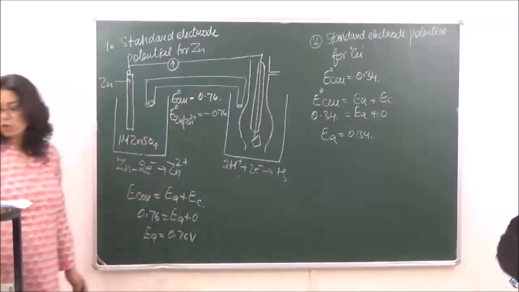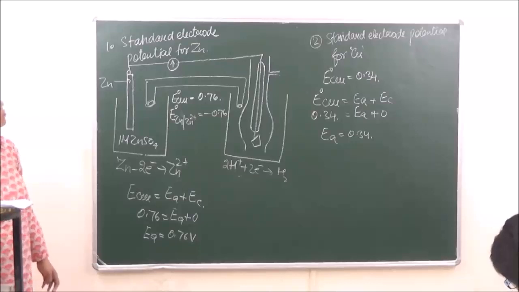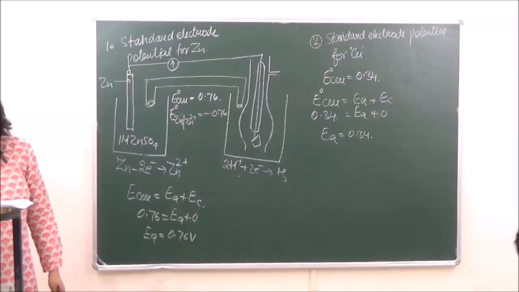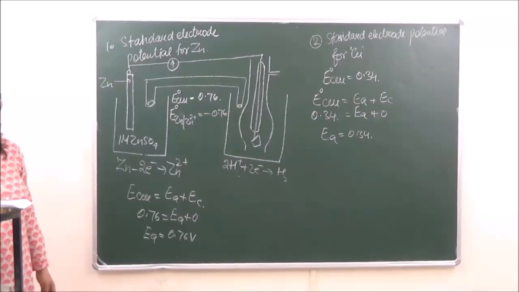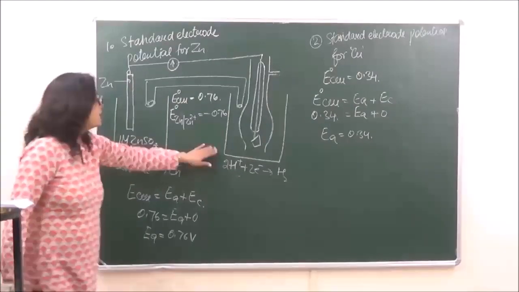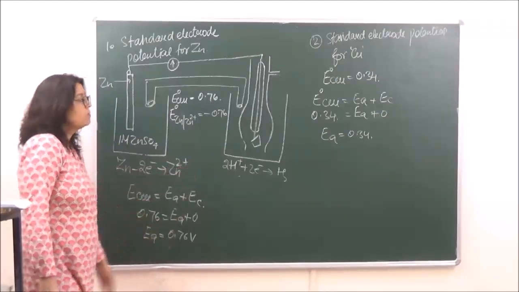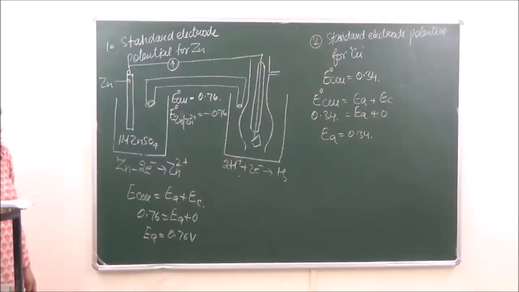So E value is taken to be 0.34. Now because copper has a tendency to get reduced, the value of this is going to be 0.34. Have you understood? Or this can also be done in a different manner, that you can take this as the anode and this as the cathode for copper. Even then your answer will come to 0.34. Okay? So today we are going to do only till here. Right?